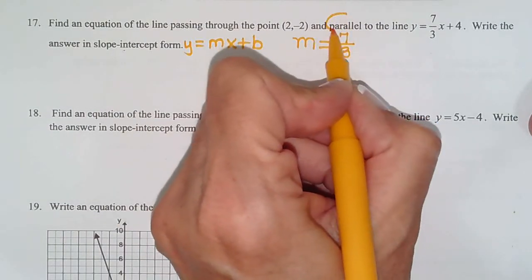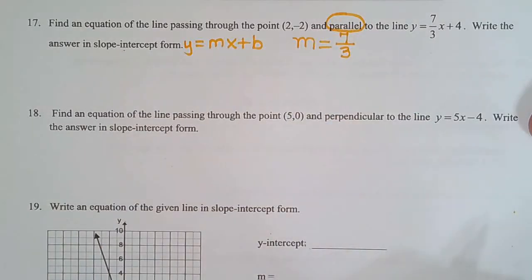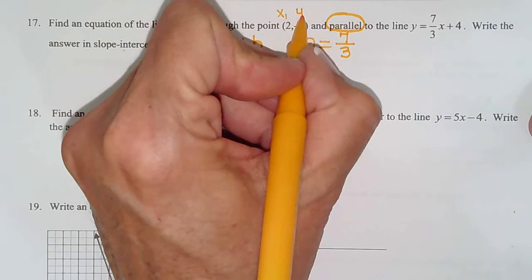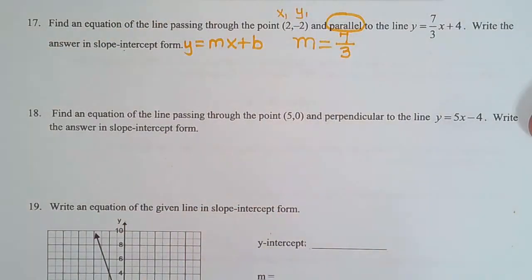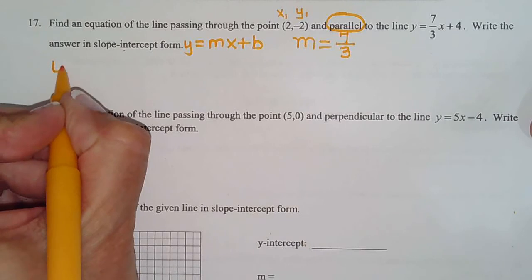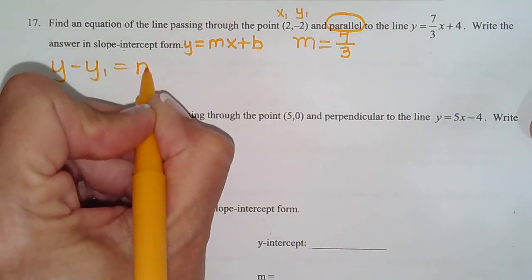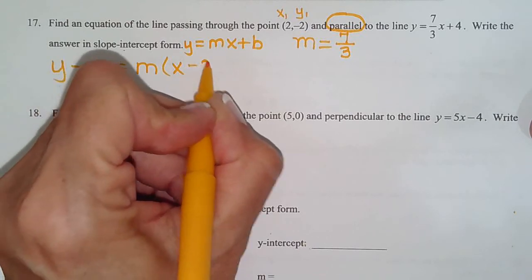Because parallel means they're the same slope. So now I have my x1, I have my y1, and I have my slope. So aren't I ready to write my point slope form? So y minus y1 equals m times x minus x1.